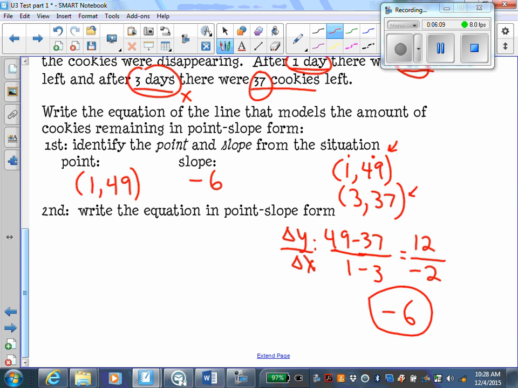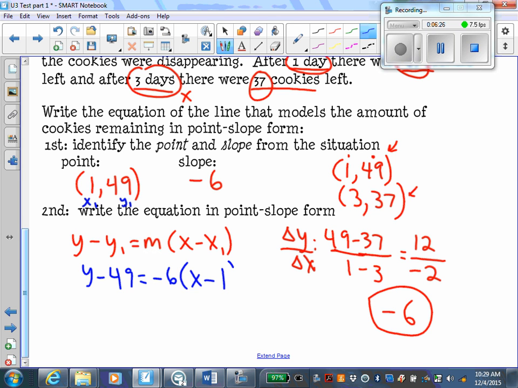Okay, write the equation in point-slope form. y minus y1 equals m times x minus x1. And so this is x1, this is y1. So it's going to be y minus 49 equals negative 6 times x minus 1. Or if we had chosen the other point, we could have said y minus 37 equals negative 6 times x minus 3.